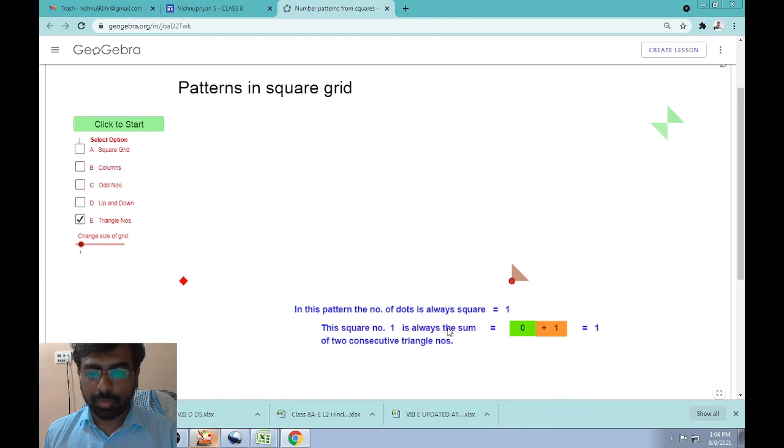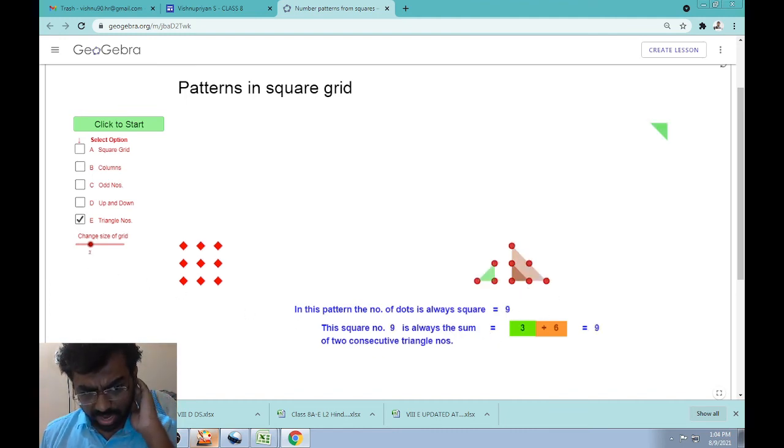For triangle numbers, you have to connect 3 dots for a triangle. See, in this pattern, the number of dots is always a square, which is equal to 9, right? So how many dots have you connected? 1, 2, 3, 4, 5, 6, 7, 8, 9. So total 9 dots: 6 dots on either side and 3 dots on this particular side, right?